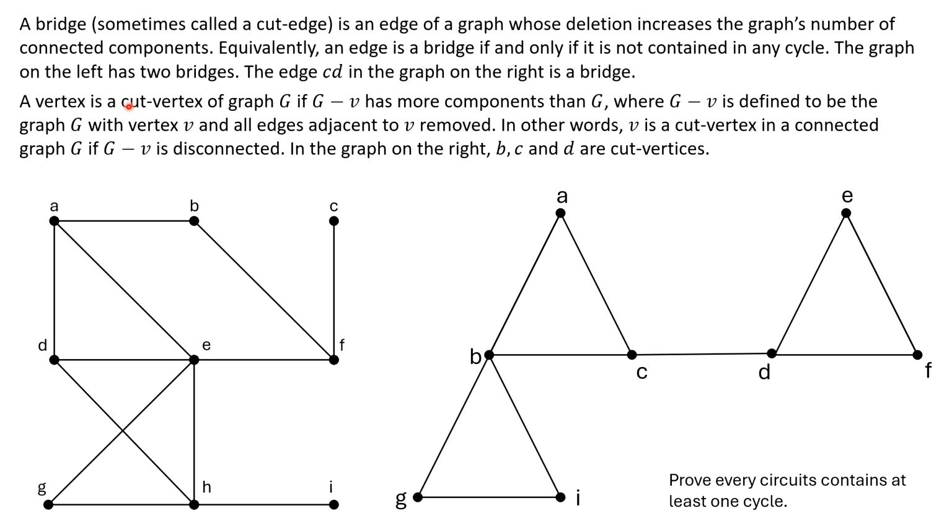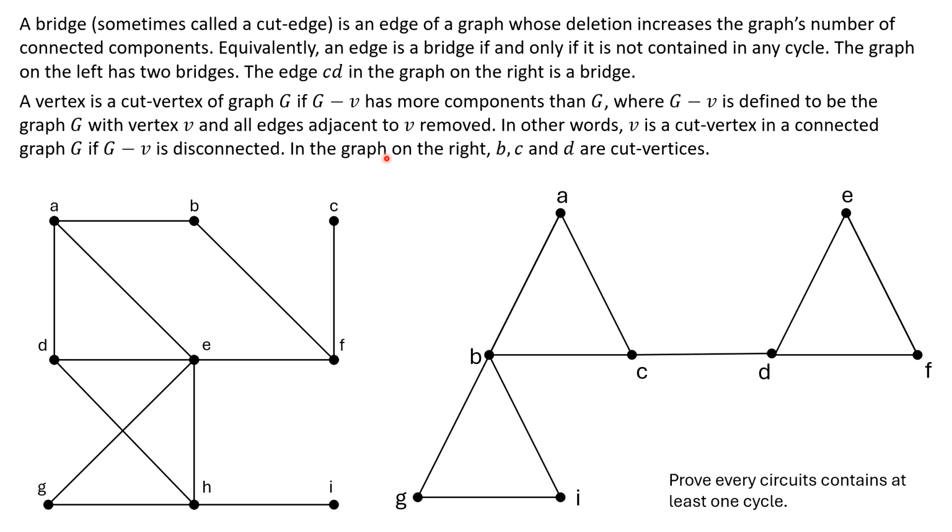Okay, then we have a second concept that's similar to a bridge, except that now you remove a vertex and all the edges adjacent to the vertex. And if you have two or more disconnected graphs in that case, then that's called a cut vertex. So we have a few examples of cut vertices in these two graphs down here.